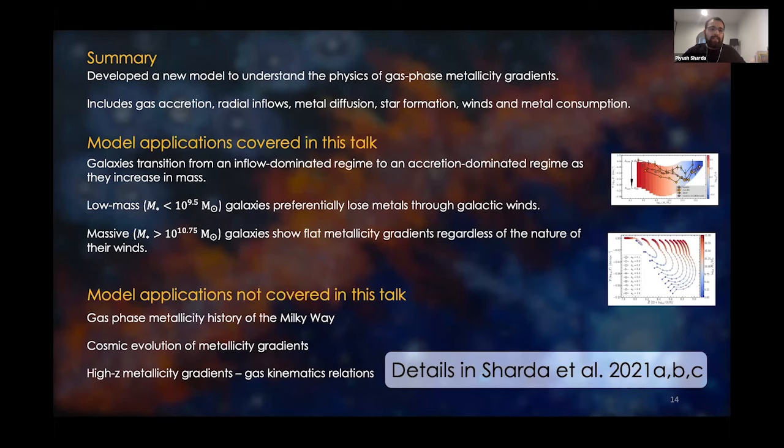We find that galaxies transition from an inflow-dominated regime to an accretion-dominated regime as they increase in mass. Low-mass galaxies preferentially lose more metals through galactic winds. Massive galaxies should show flat gradients regardless of the nature of their winds. So this analysis really focuses on how galaxy chemical evolution is not a closed bathtub model at all, and you really need inflows as well as outflows and accretion to understand the entire metal budget in galaxies.